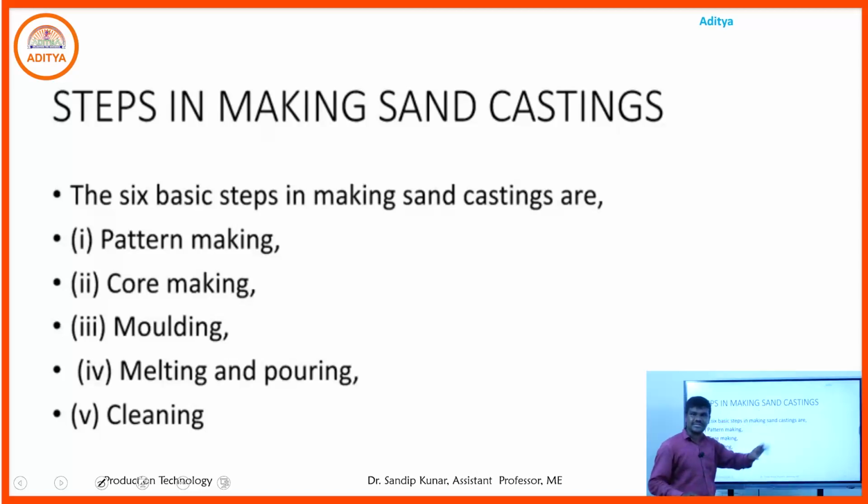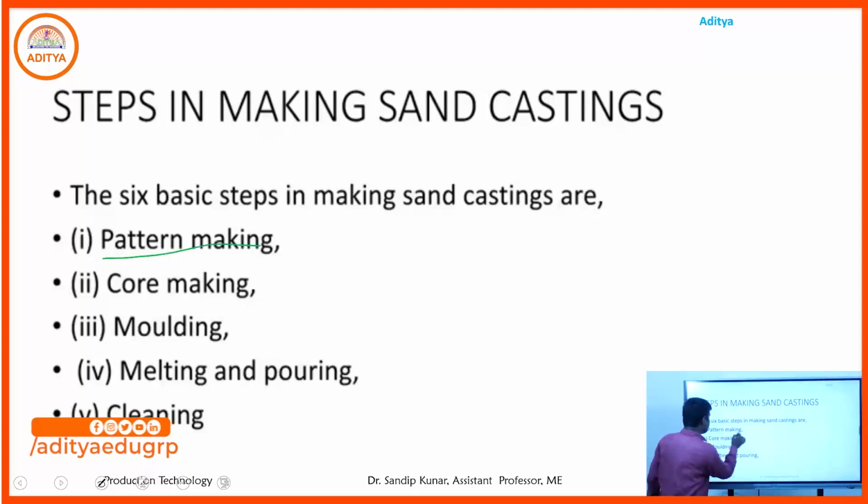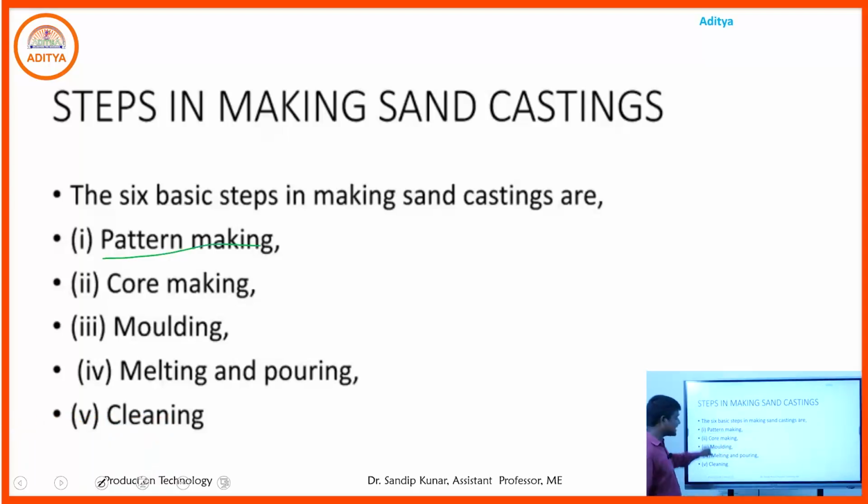What are the steps in sand casting? Generally there are 5 steps. First is pattern making, where we produce the pattern. As per the pattern shape we produce the mold cavity. Then core making. The core is used for producing the internal shape. Another is molding, where after using the pattern and core we produce the mold cavity in the flask.